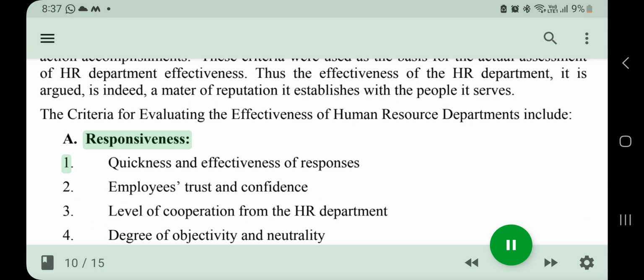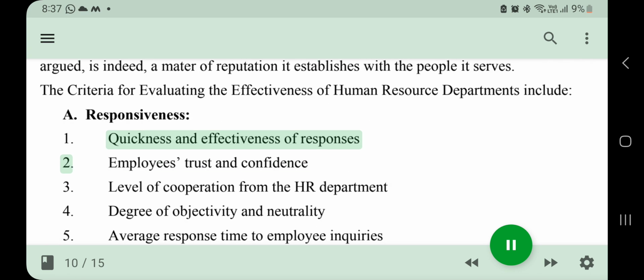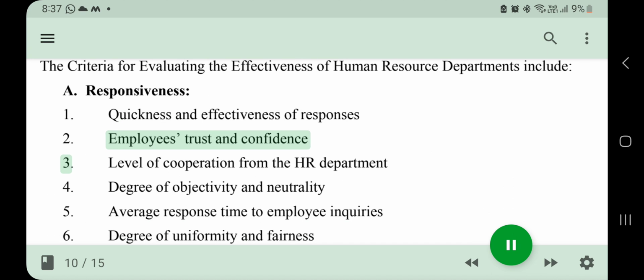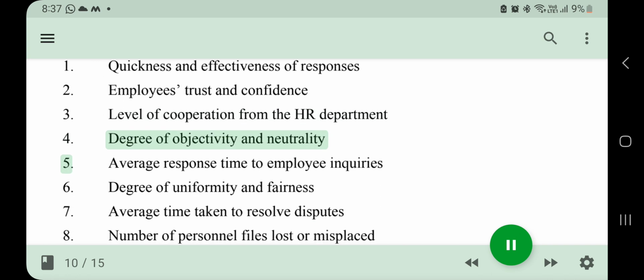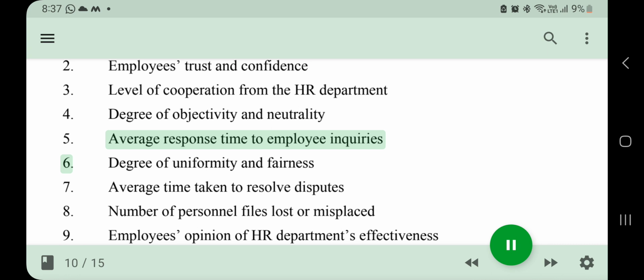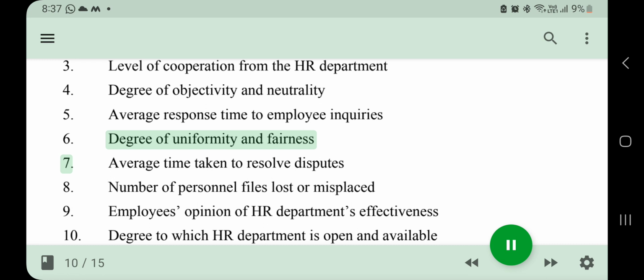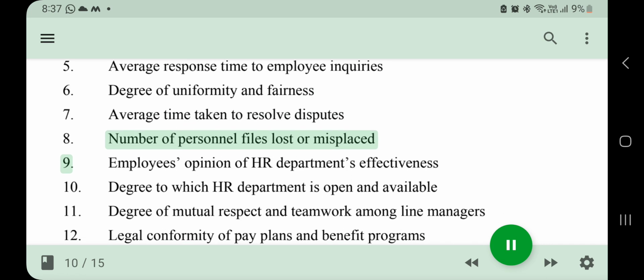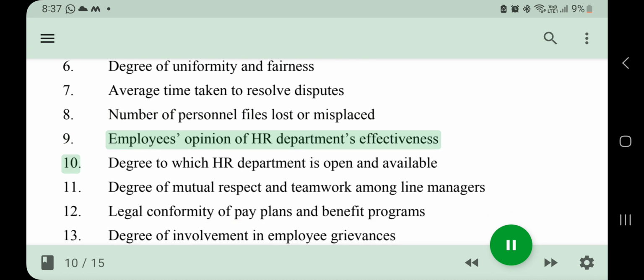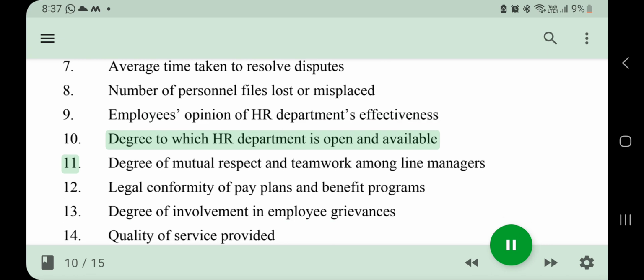Responsiveness. 1. Quickness and effectiveness of responses. 2. Employees' trust and confidence. 3. Level of cooperation from the HR department. 4. Degree of objectivity and neutrality. 5. Average response time to employee inquiries. 6. Degree of uniformity and fairness. 7. Average time taken to resolve disputes. 8. Number of personnel files lost or misplaced. 9. Employees' opinion of HR department's effectiveness. 10. Degree to which HR department is open and available.